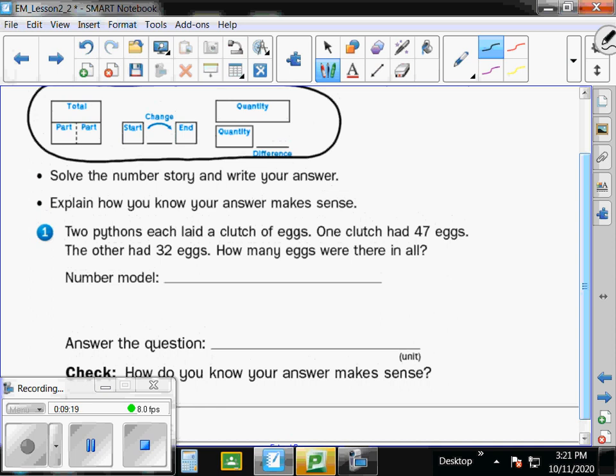One clutch had 47 eggs. The other had 32 eggs. How many eggs were there in all? Okay, so now I'm going to go back and I'm going to reread it.